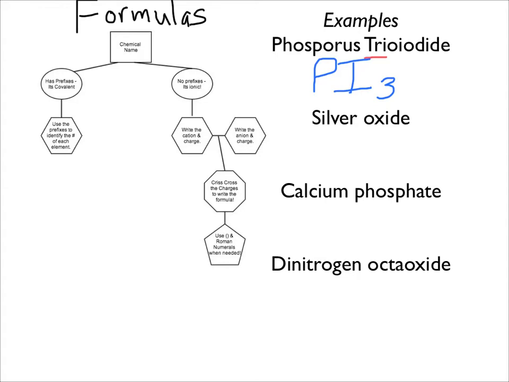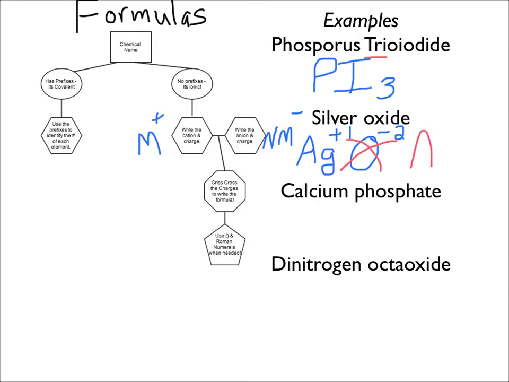Let's try another one. Silver oxide. Do I see prefixes? No, I do not. So it's no prefixes, meaning it's ionic. I'm going to write the cation and its charge, and your cation is always a metal. I'm going to write the anion and its charge. The anion is always the nonmetal. Cations have a positive charge, anions have a negative. So silver is Ag. If I look up on my chart, it has a +1 charge. Oxygen is O. If I look it up, -2 charge. Crisscross my charges, I get a formula of Ag2O.